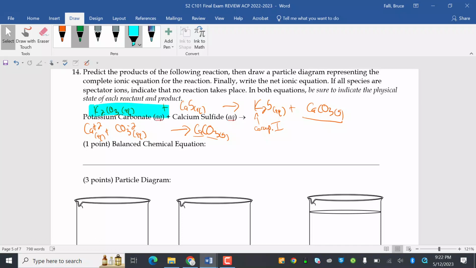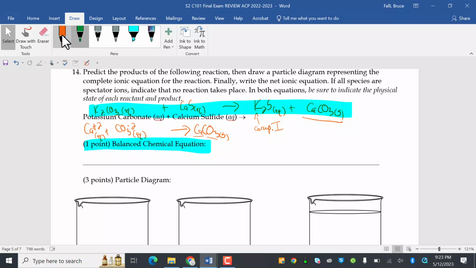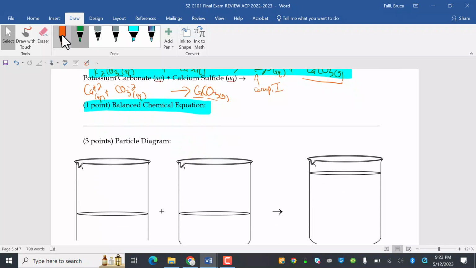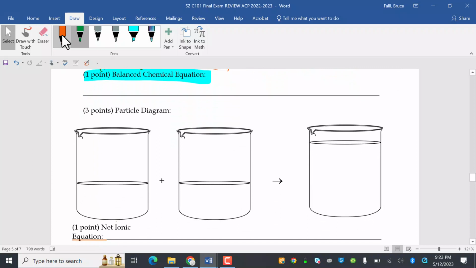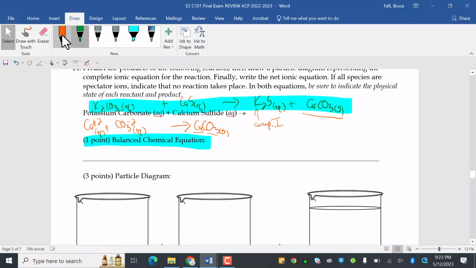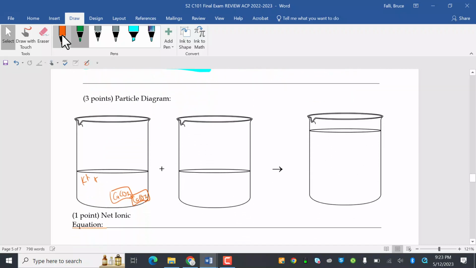So this is my balanced equation. Except it is balanced. And then my particle diagram. It should have a CaCO3 brick, CaCO3 brick. And then it should have K positive and S negative 2. So I should have twice as many K positives as S negative 2s. Oh man, I didn't do this right. That's what I get for not reading it.